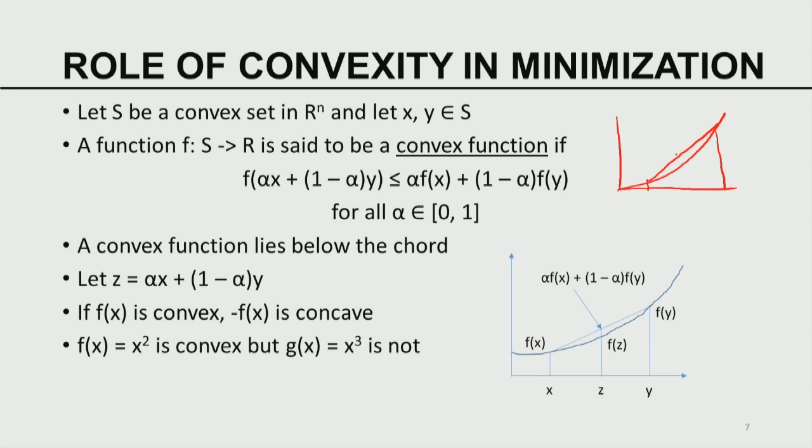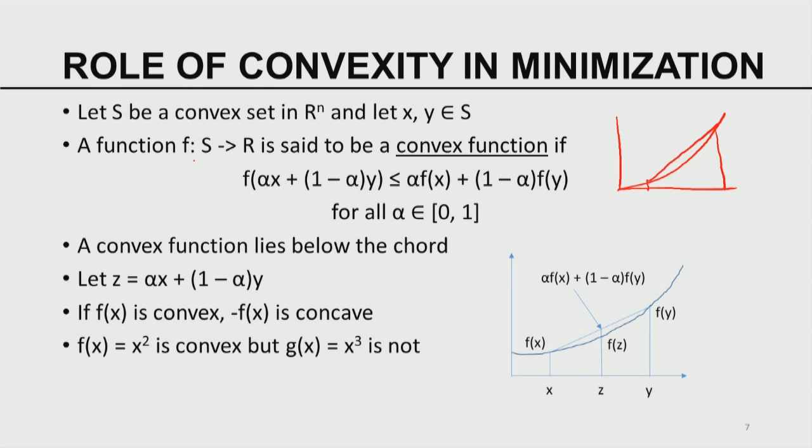So let S be a convex set. Let x and y be points in S, and f a function from S to R. So the underlying set over which the function is defined is a convex set. Are you all with me? So there is an underlying set which is convex, and there is a function defined over it. If I take any two points in the convex set, evaluate the value of the function and draw a chord, the function lies below the chord. What is an example? X squared.